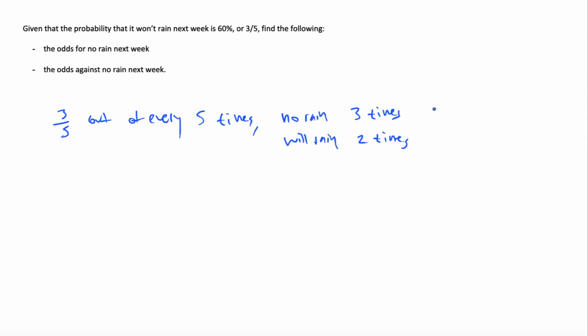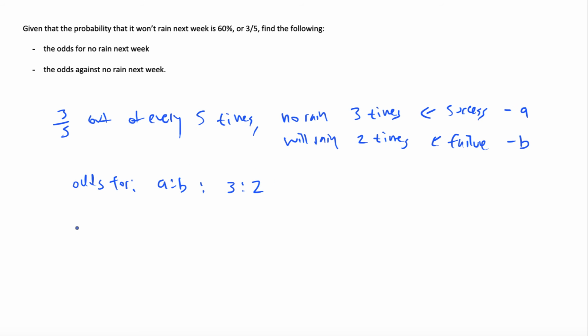So in this particular case, here's where you're going to be careful with the wording. This is the success that we're talking about, and this is the failure. We'll call this A and we'll call this B. So we want to find the odds for. The odds for is always going to be A to B. So in this case, the odds for no rain is A to B, which is going to be 3 to 2.